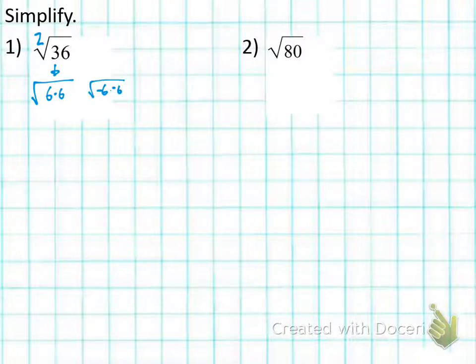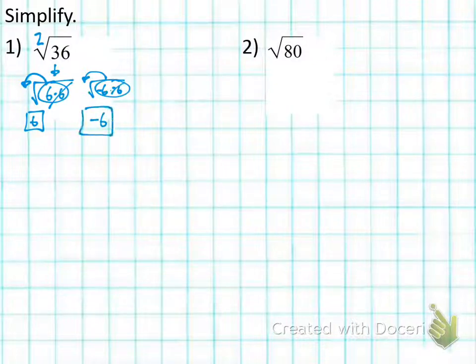Yeah. So, in this jail, 2 6s try to break out, only 1 makes it. So the answer is 6. And these 2 negative 6s try to break out, only 1 makes it, so the other answer is negative 6. 2 answers for number 1. Okay? Does that make sense?